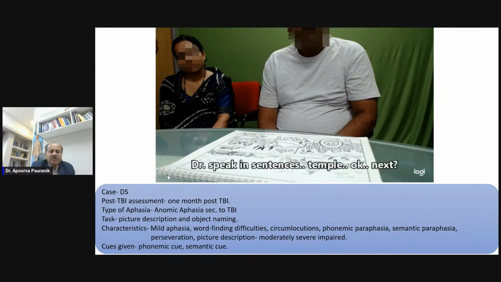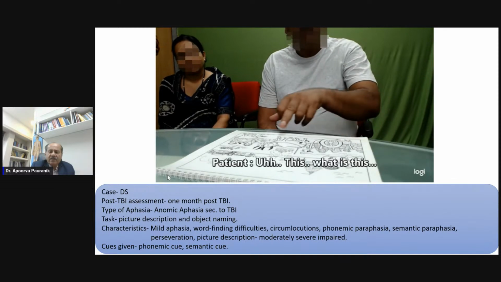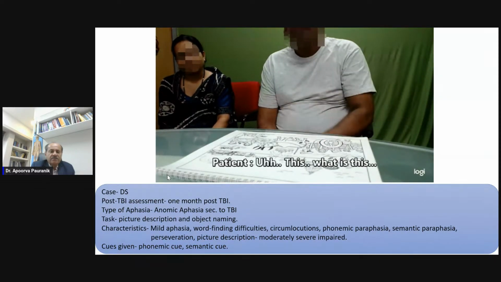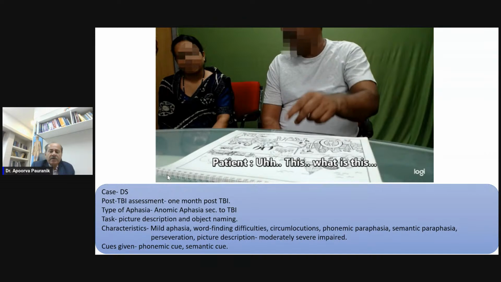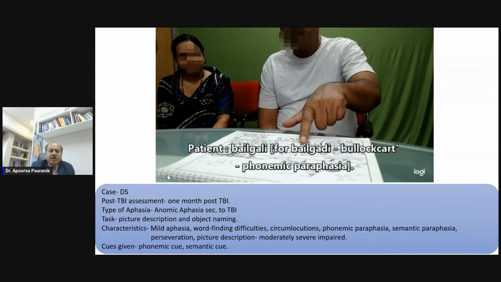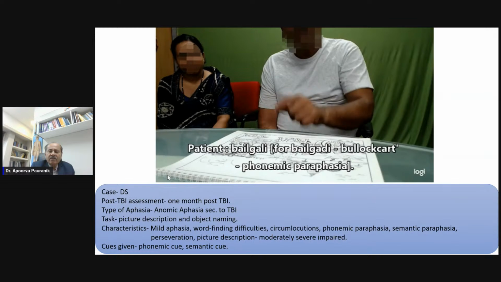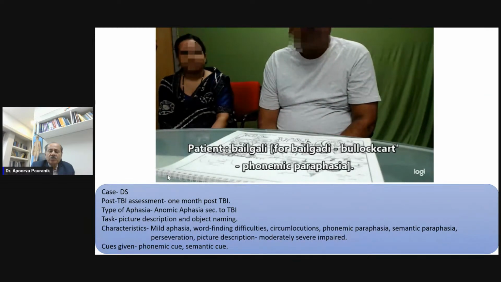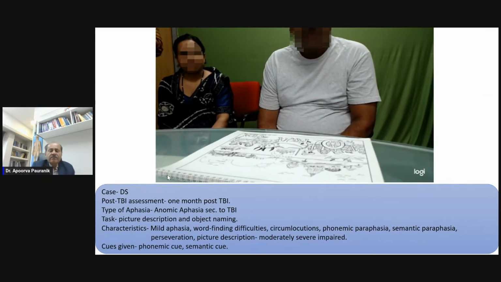So otherwise he can talk, but there is a word finding difficulty with paraphasias and perseveration. Perseveration means repeating the same answer again and again, and paraphasia means substituting the answer with another word.